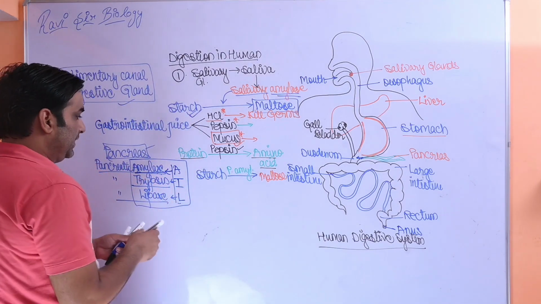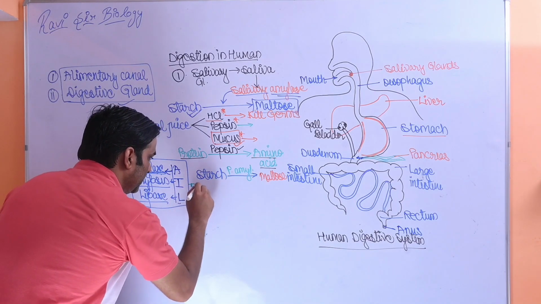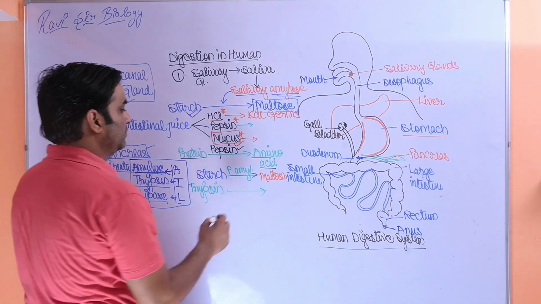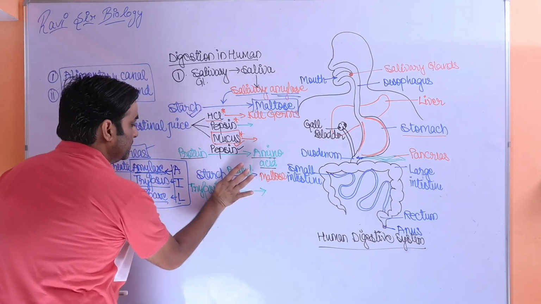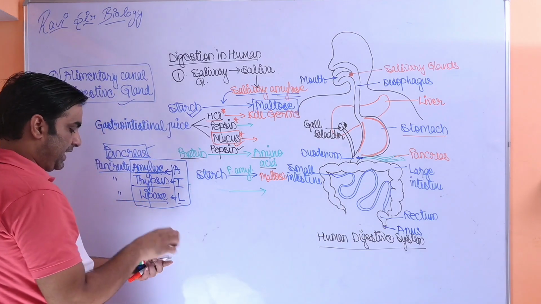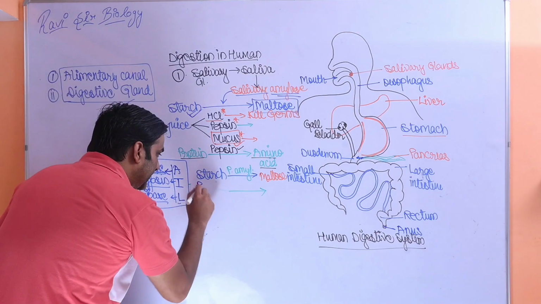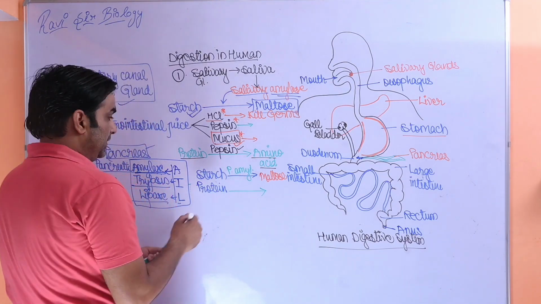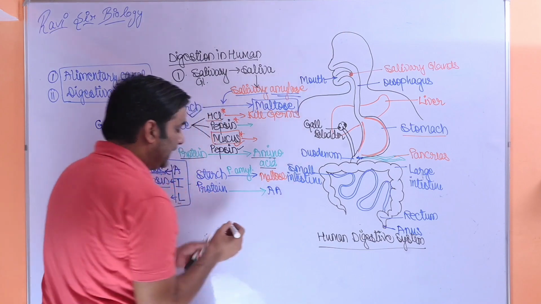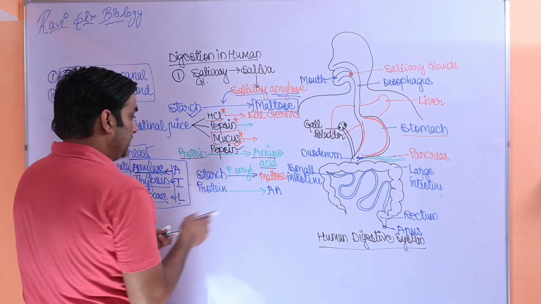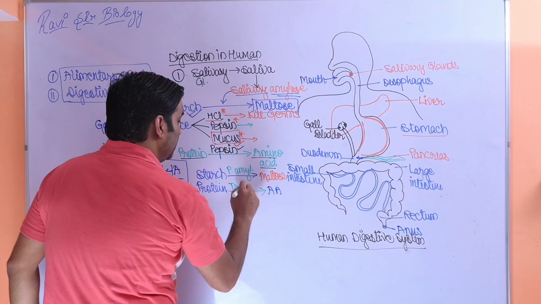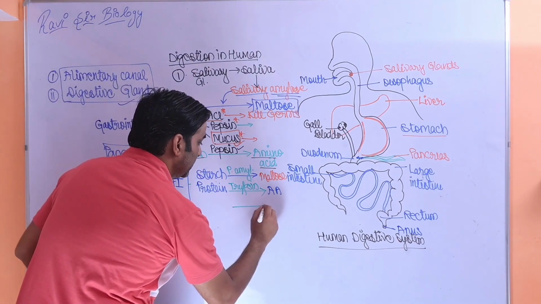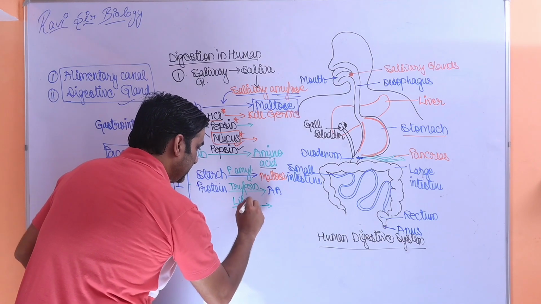The second is trypsin. Trypsin is a protein-acting enzyme. So protein will be digested by trypsin into amino acids. AA for amino acids. And here we can write trypsin. And the third one is lipase. So we will write another arrow and here will be lipase.